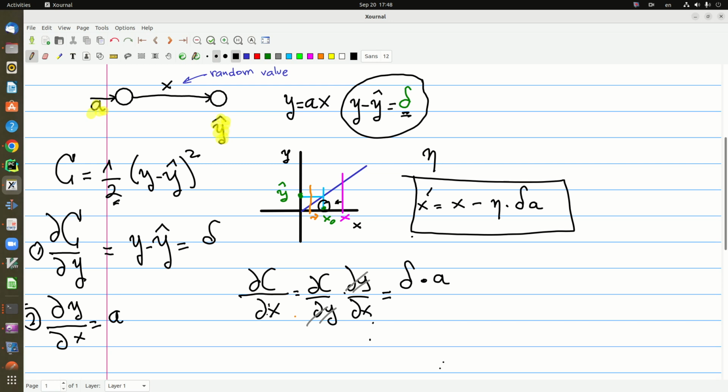Note that depending on what side you are approaching x0 from, the sign of this quantity here is going to change, because x is going to become larger or smaller than the expected value, depending on where you're coming from.